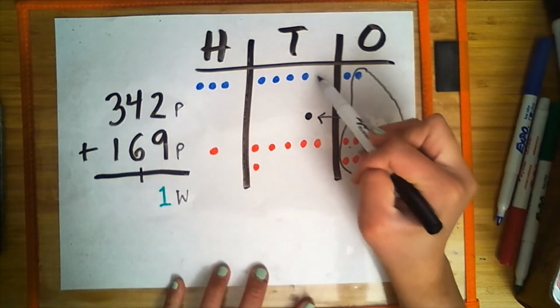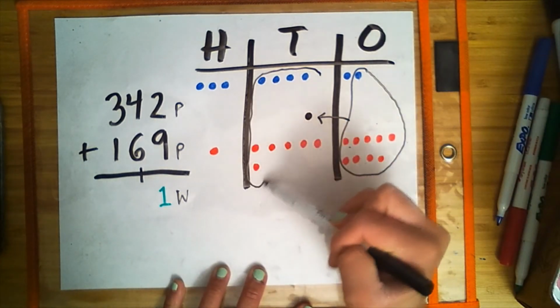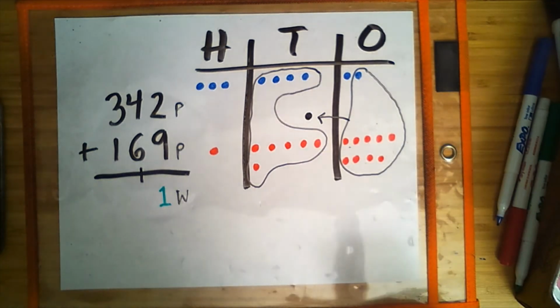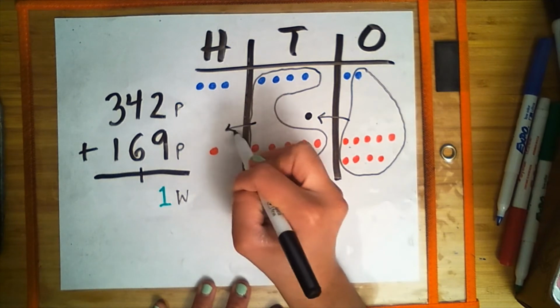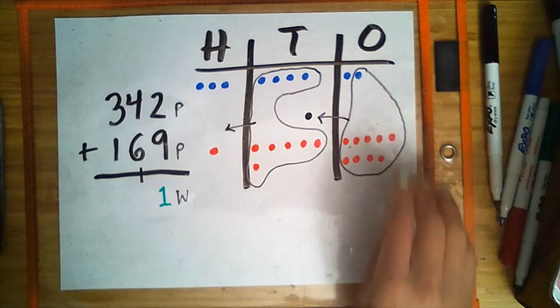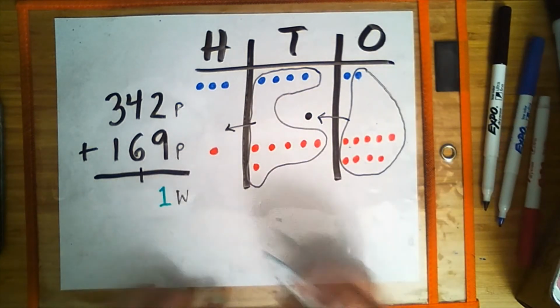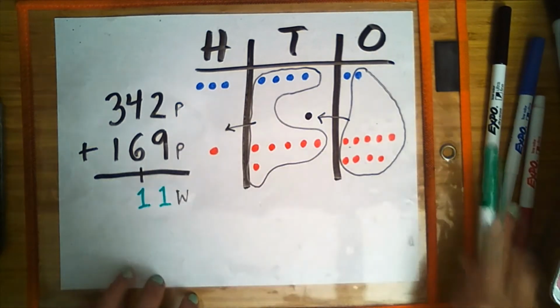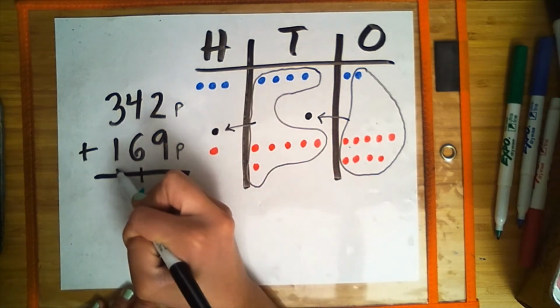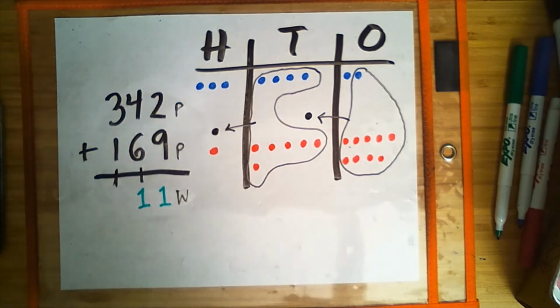So I'm going to go ahead and bundle that to make a new 100. Now that I've finished bundling our tens place, I only have 1 ten left. And I have a new 100, so I'm going to keep track of that and put it down here in our hundreds place. You'll notice then that I have 3 hundreds.